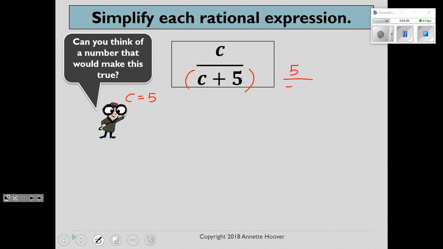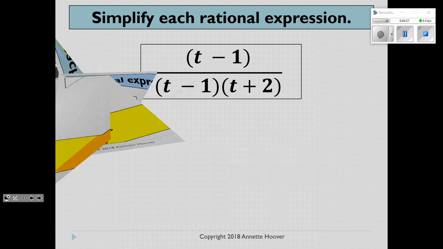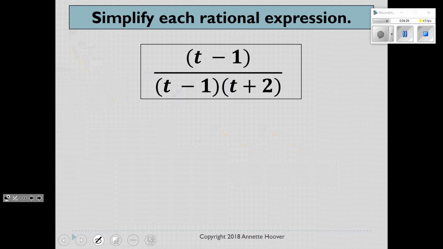5 divided by 5 plus 5. Okay, you can't cancel anything out there. So you would have 5 over 10, and that wouldn't work. So you can't cancel out a single monomial with a binomial. Even though you see the c's here, you have to consider c plus 5 as a package deal. It's a binomial together. So that one cannot be simplified.